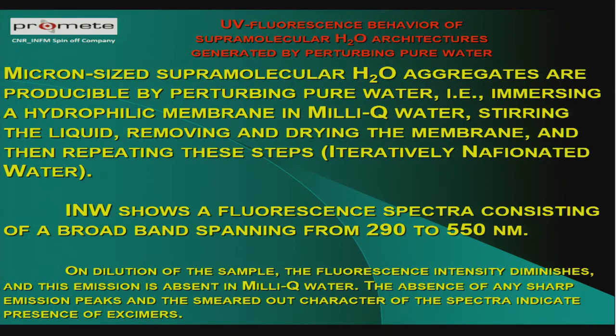In effect, what is happening is the following. Micron-sized supramolecular H2O aggregates are producible by perturbing pure water. What does perturbing mean? This means immersing a hydrophilic membrane in water, in particular with naphthalene, but not only, stirring the liquid, removing and drying the membrane, and then repeating these steps. In particular, this is iteratively naphionated water, using Nafion.